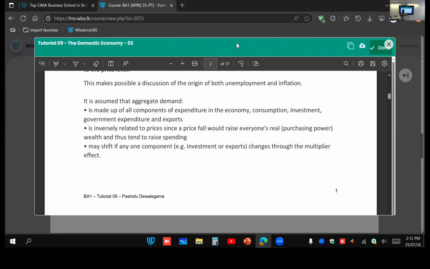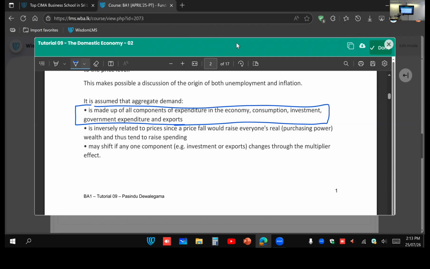Conditions. Similarly, for the aggregate demand, what are the factors included in aggregate demand? These are the factors. Aggregate demand is made up of all components. See this sentence: consumption, investments, government expenditure and exports. Aggregate demand consists of this.